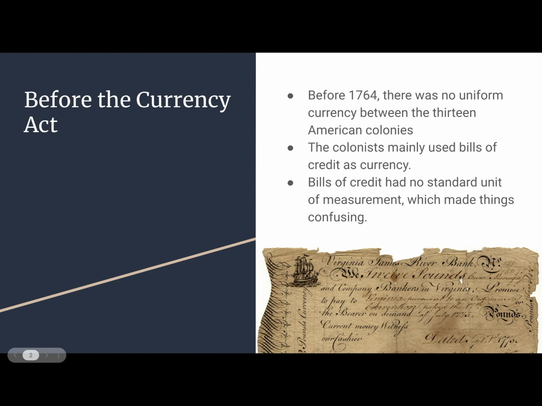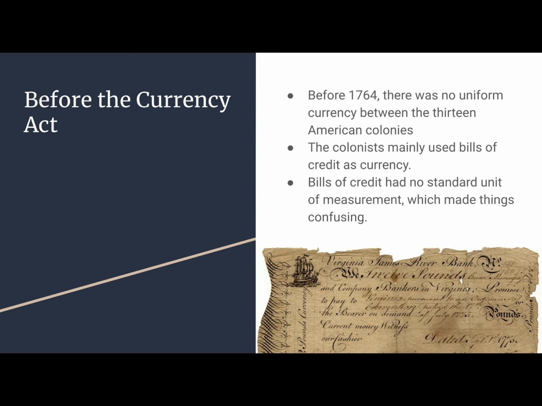Before 1764, there was no uniform currency between the 13 American colonies. At the time, there wasn't any gold or silver that could be used, and currency could only be obtained through England. Unfortunately, England didn't provide enough currency for it to be practically used by colonists, forcing the colonies to use bills of credit. Bills of credit were issued by banks and loan offices, and its value was based on mortgaged land.